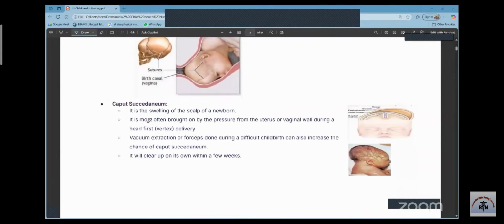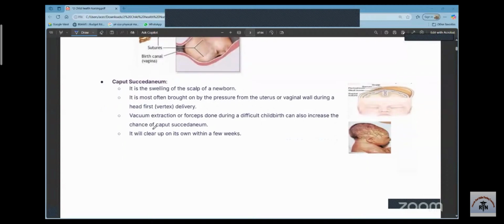Coming to caput succedaneum, we are very well versed with this one, and questions have come from here. So what is caput succedaneum? It is a swelling of the scalp of the newborn. It is often brought on by pressure from the uterus or vaginal wall during head-first vertex delivery. If the head is being born first in a vertex presentation, the baby can form a swelling under the scalp. That is caput succedaneum. This swelling will clear up on its own within a few weeks.